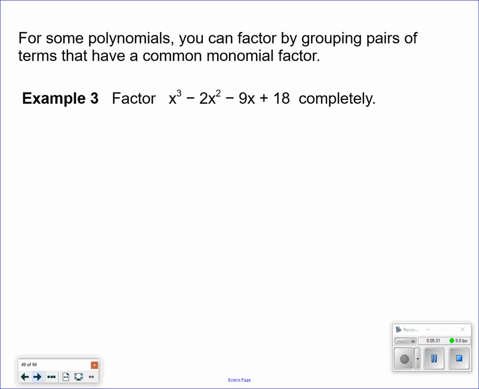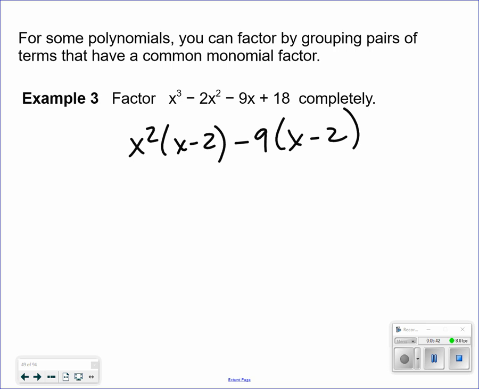Some polynomials you can factor by grouping. Okay, so if I have 4 or more terms, I can also look for grouping. I could take an x squared out of the first 2. I can take a -9 out of the second 2. And then I can group what's in front. Now, this gets us to another topic.